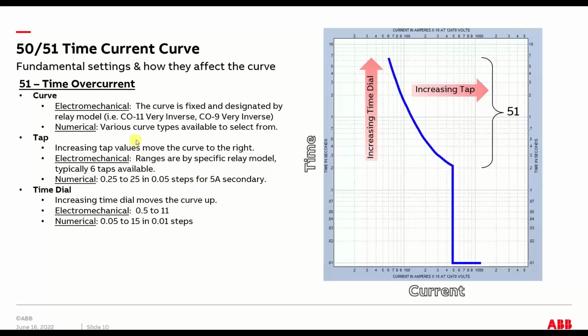I put in some information here about the difference between an electromechanical and numerical relay, but the take home is that the electromechanical had a very limited number of taps and time dial adjustments, and the time dial was relatively imprecise. The numericals have almost a continuous step value. For example, tap here, you can set it from 0.25 to 25 in 0.05 steps. So you have a lot more resolution with the numerical relay than you ever did with the electromechanical.